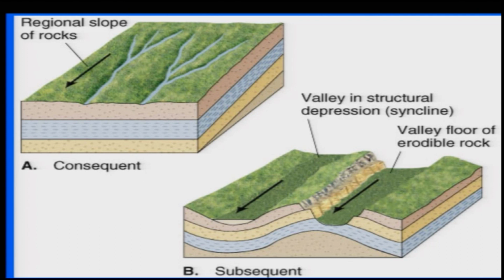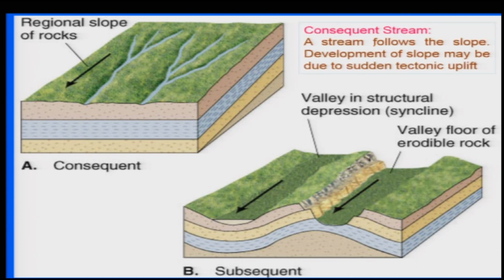Now, further looking at the drainage, one can classify the different types of drainage. One is the consequent drainage and the subsequent drainage. Mostly the consequent drainages follow the slope developed initially because of a sudden tectonic uplift. So the streams which develop on the surface will follow the slope.